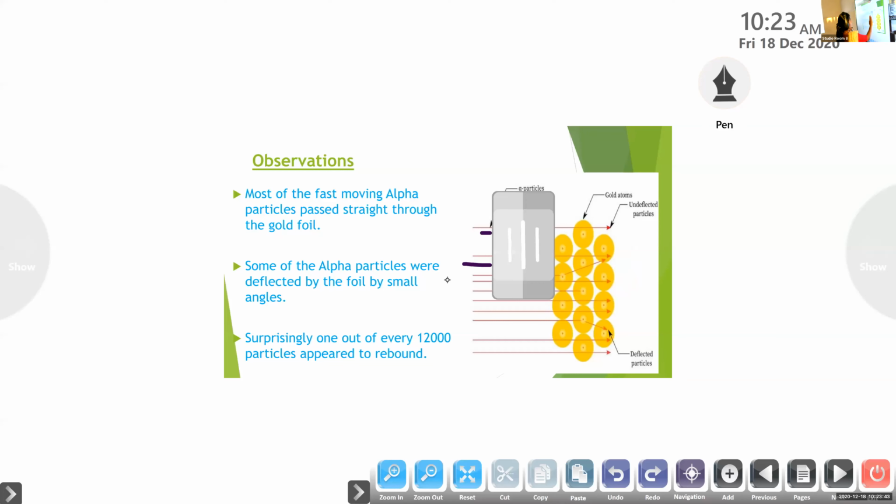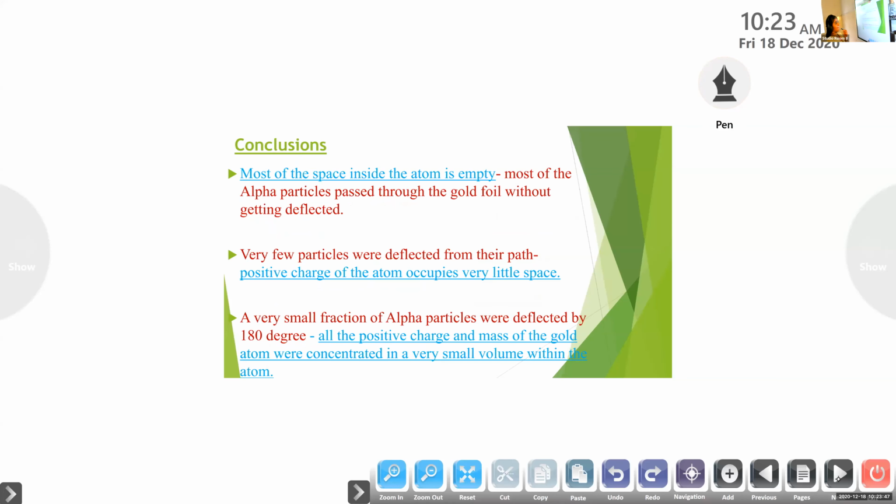Then we are moving to the conclusion. What did he conclude from this gold foil experiment? We have learned that most of the alpha particles pass through the gold foil without getting deflected, right? It means that most of the space inside the atom is empty. There is no hindrance there. That's why it passed straight through the gold foil. That's the first point. Most of the space inside the atom is empty.